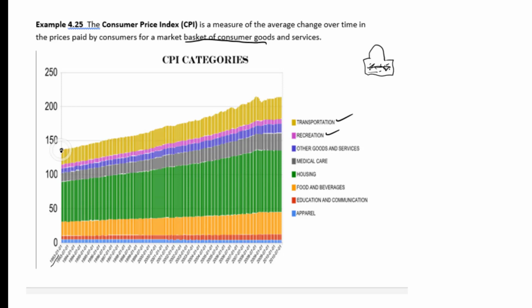This average basket of goods looks like it costs about $140. And over time, it's increasing. So it increased maybe by 1%, 1%, 2%, 2%. Here it increased by quite a bit. And you can see that the entire basket now costs over $200. That same basket that cost $140 now costs over $200.